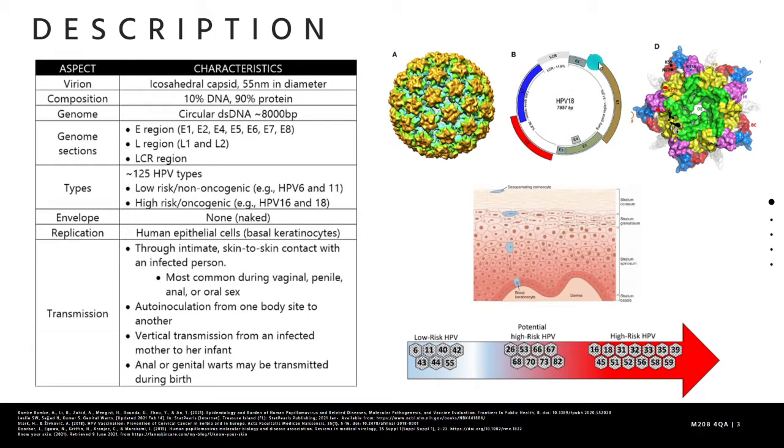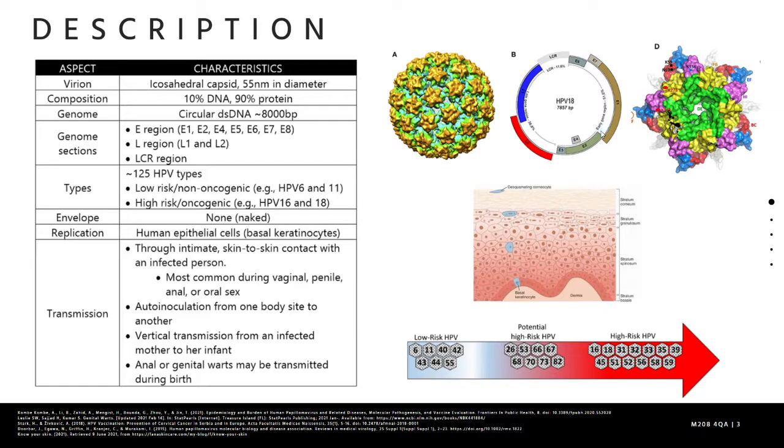So the early region encodes 7 viral proteins responsible for virus replication, cell cycle entry, immune modulation, and virus release. So there's E1, E2, E4, E5, E6, 7, and 8.